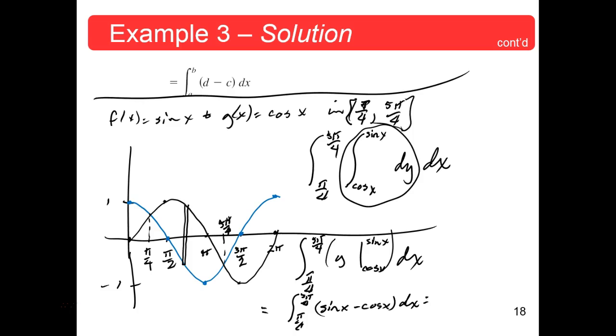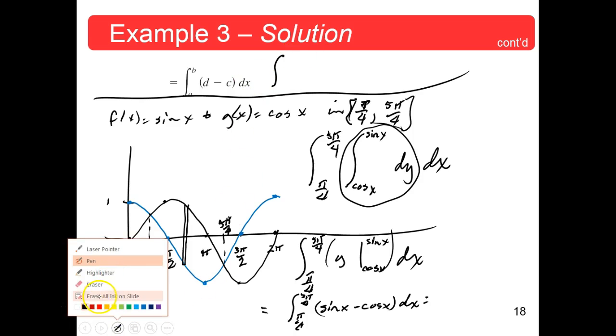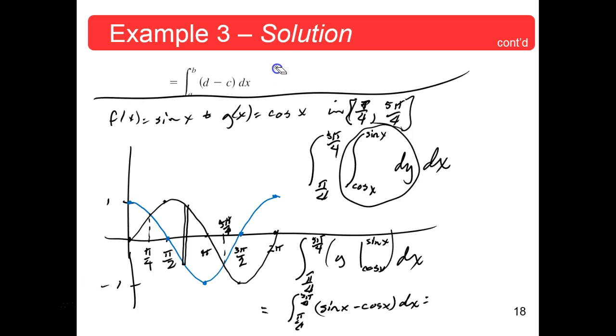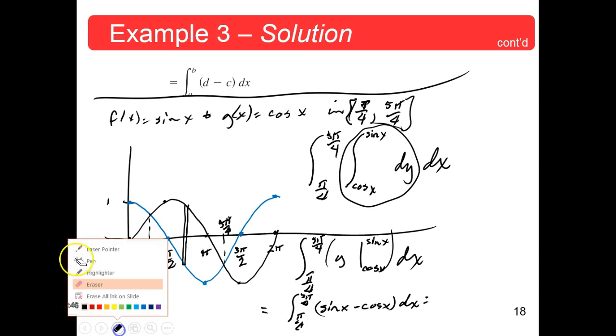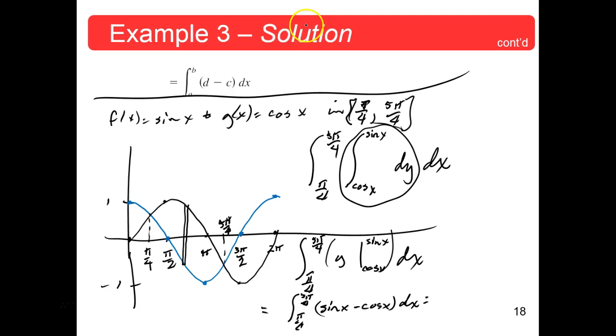All right. I'm going to go up top to finish this. Let's not do the integral anymore, let's actually do the integration. What's the antiderivative of sine x?